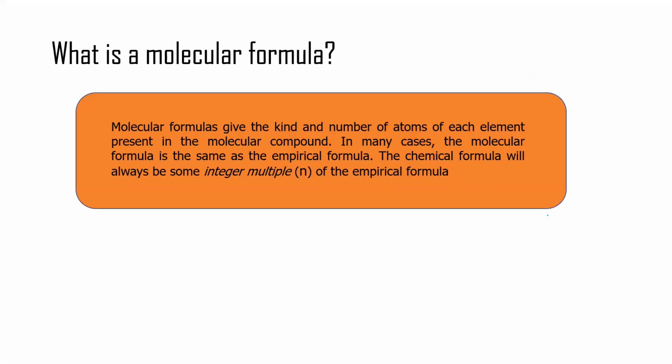Now, we can go on and speak about the molecular formula. So what is the molecular formula? The molecular formula gives the kind and number of atoms. So it doesn't just tell you that you have carbon, hydrogen, and oxygen. It will tell you that you have so many carbons, so many hydrogens, so many oxygens, of each element present in a molecular compound. In many cases, the molecular formula is the same as the empirical formula. So in most cases, this will be the case. But in organic compounds, it's very possible that this will change. And the molecular formula will always be some integer multiple of the empirical formula.